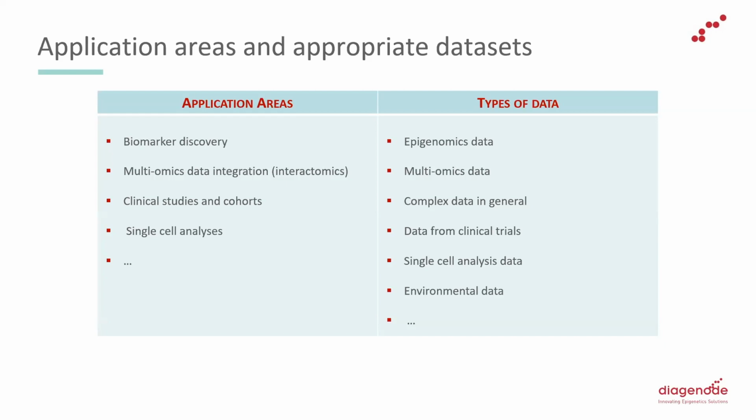It's also interesting in interactomics. So when you have multi-omics data, so you have the integration of epigenomics data with transcriptomics data, metabolomics data. So overall, this is very complex and very hard to find informative features just with standard statistics. And really, machine learning can help in this kind of situation.